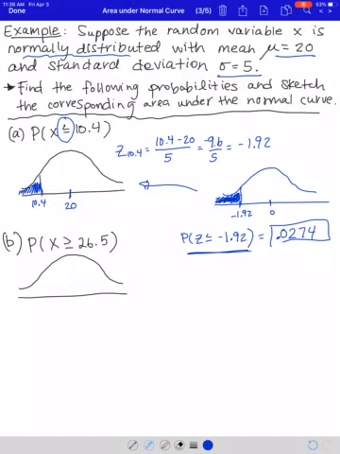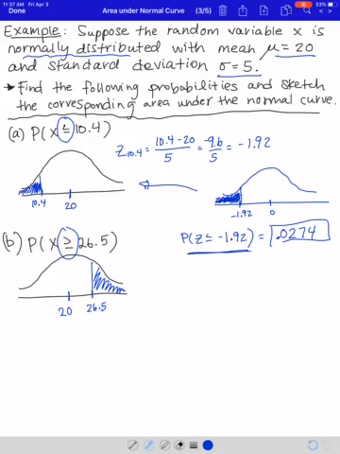Okay, let's do part B. So now we want to find the probability that x is greater than or equal to 26.5. So first let's draw this. So I got my mean of 20 in the middle. 26.5, that's above the mean, so that's maybe over here somewhere. Okay. And notice my inequality says greater than or equal to. So that means I'm interested in finding this area to the right of 26.5.